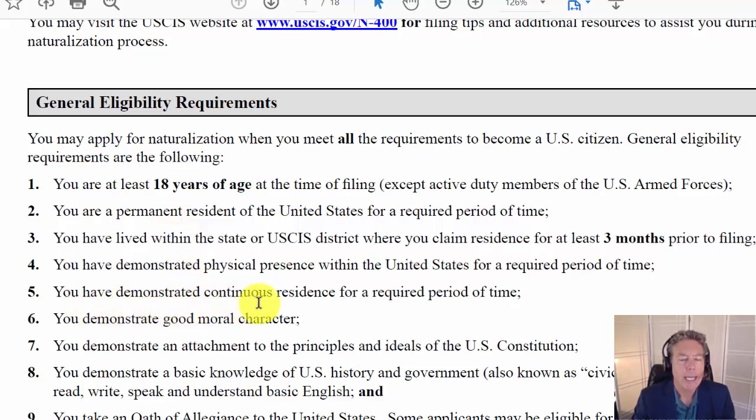You've demonstrated continuous residence for a required period of time. So remember in the document checklist, they were showing if you have not resided for more than 6 months in the United States, if you've been out of the United States for more than 6 months, you're going to need to show the continuity of residence was maintained. So that's where all those documents come in.